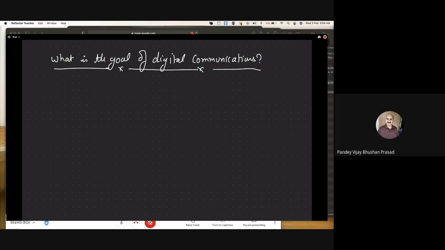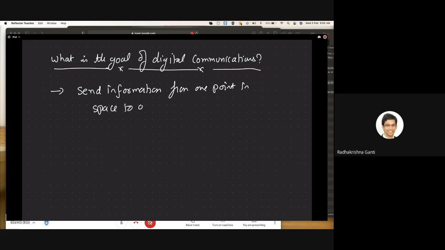Effectively transmit the message from the transmitter to the receiver. Yes, okay. So what you are telling is essentially to send information from one point in space to another. So this is one way of thinking about digital communication: transmitting information from one physical location to another physical location.